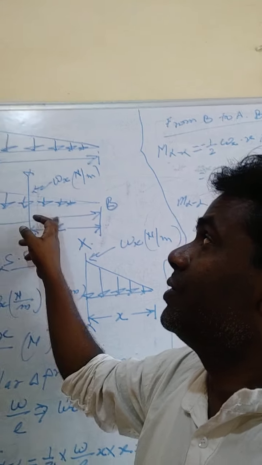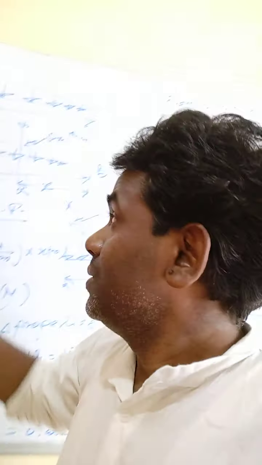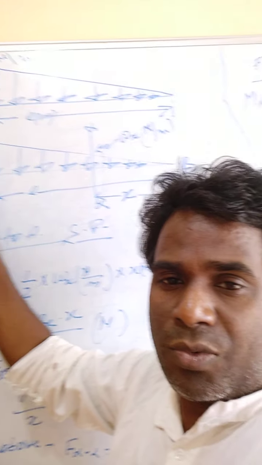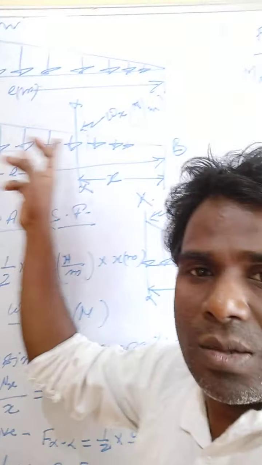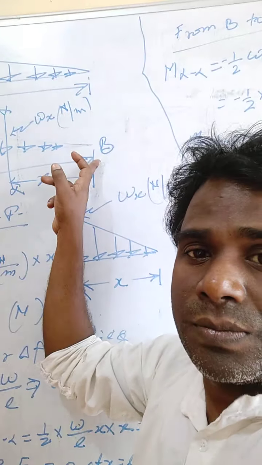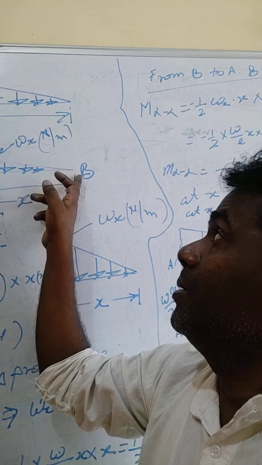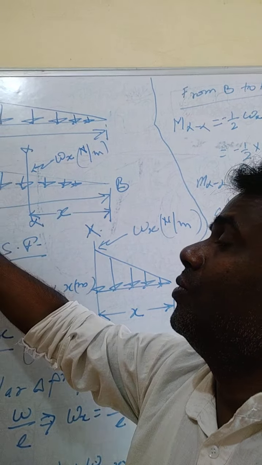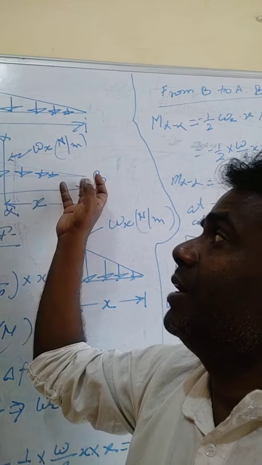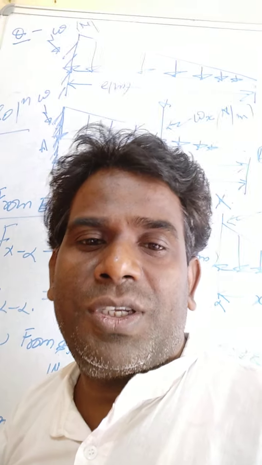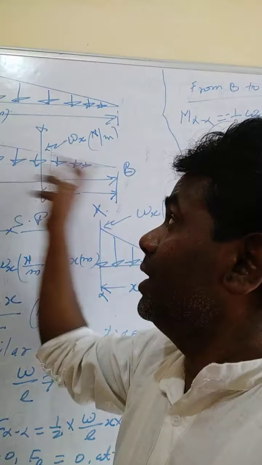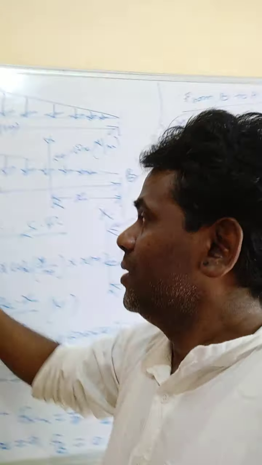Solution: draw this beam again, and decide the critical points. Critical points are those points where the nature of the beam changes. Suppose this point is A, another point is B. There is uniformly varying load between these two critical points, and there is no change in the beam. So A and B will be the critical points, and analysis will be done between A and B.